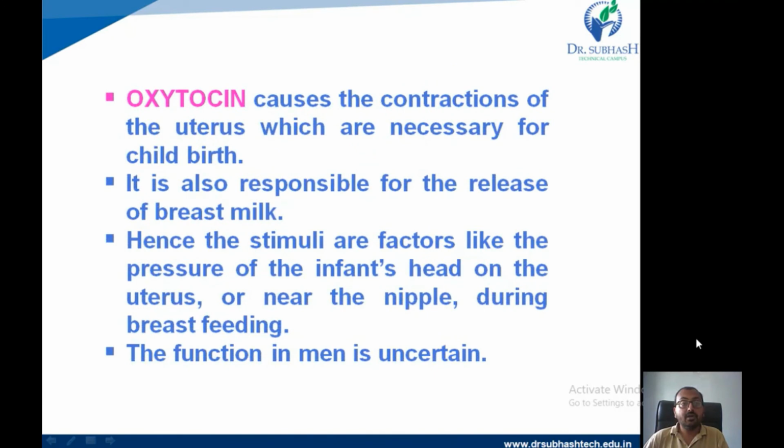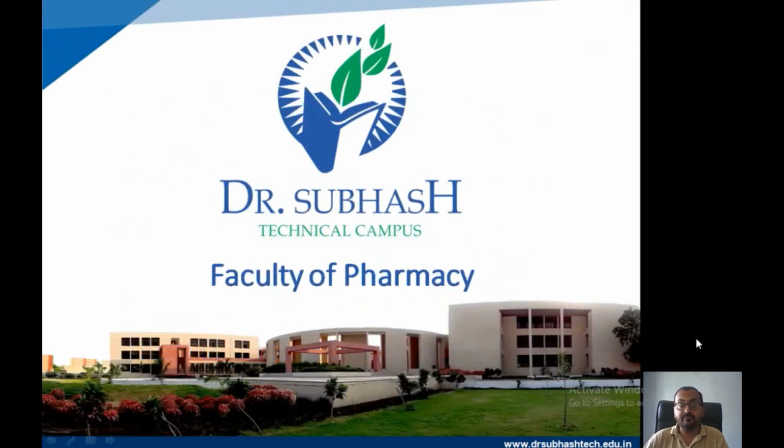Next hormone, oxytocin. It causes the contraction of the uterus, which is necessary for childbirth. It is also responsible for the release of breast milk. It acts on the mammary glands present inside the breast. The stimuli are factors like the pressure of the infant's head on the uterus or near the nipple during breastfeeding. The function in men is uncertain.